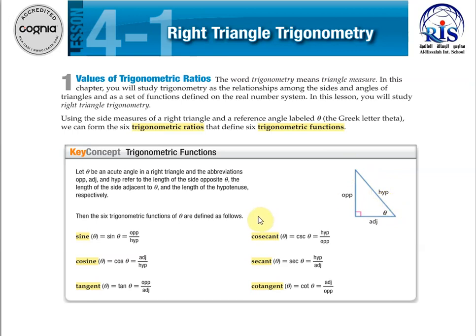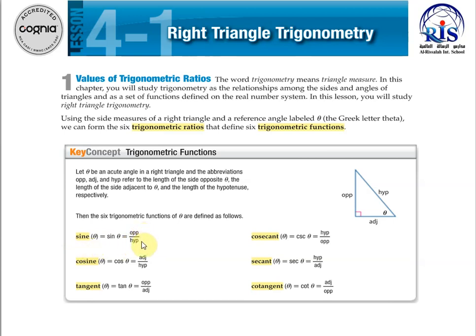Right. Now, the ratio sine gives us the opposite to the hypotenuse. The cosine is the adjacent to the hypotenuse. Tangent is the opposite to the adjacent. Cosecant is the hypotenuse to the opposite, which is reciprocal to sine theta.